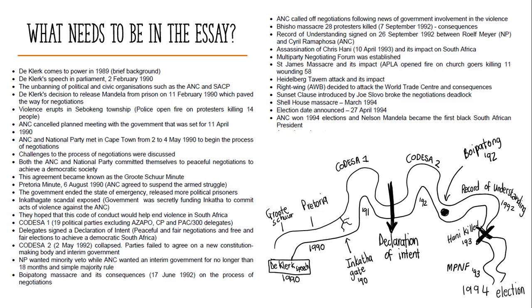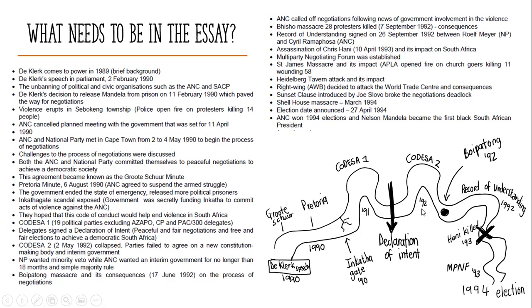All right, so here you can see an image of the road to democracy, once again, stolen from Ms. Stokes. So you've got in 1990, the de Klerk speech. Then you've got the Groote Schuur Minute and the Pretoria Minute also in 1990. Inkatha Gate being the first roadblock in the 90s. CODESA 1 in 91. Declaration of Intent that promised that everyone's going to work together.